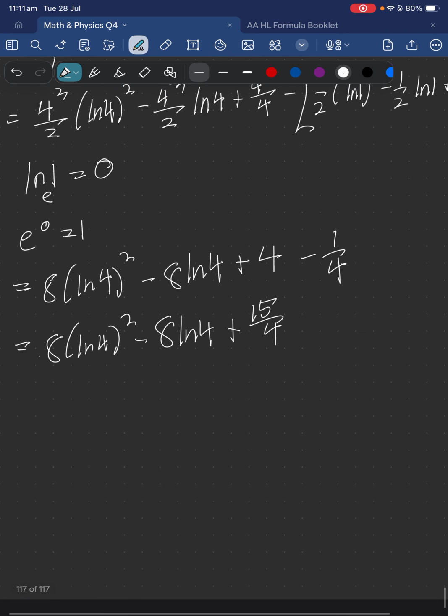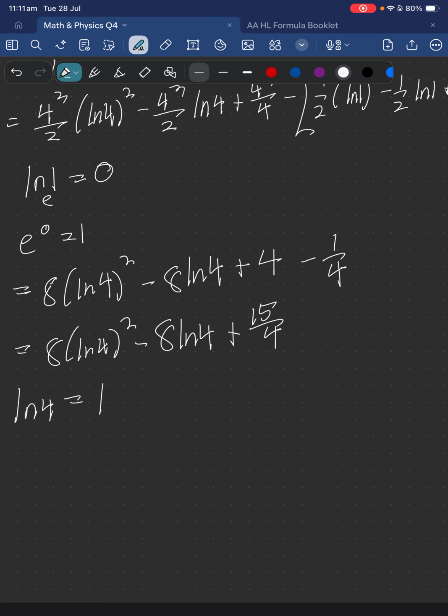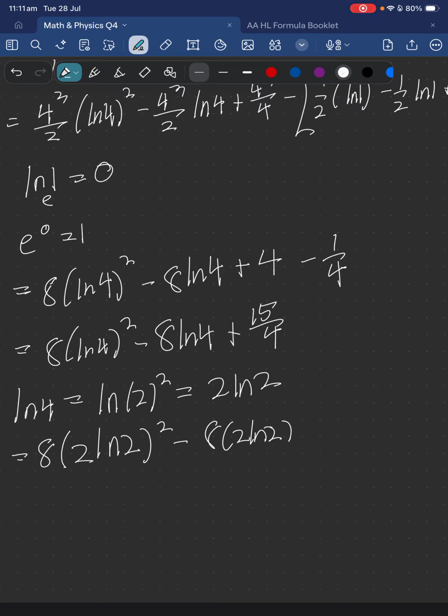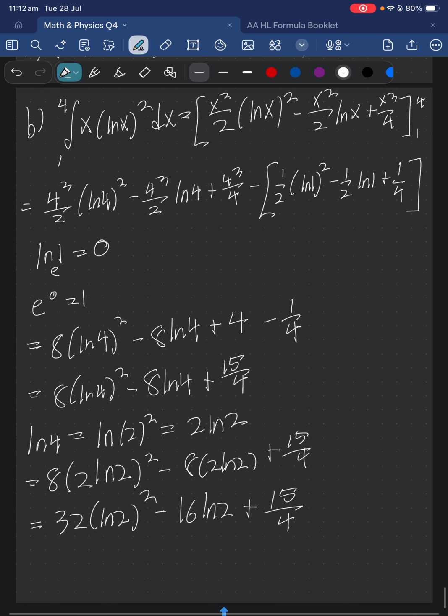And we can simplify this further because natural log of 4 is equal to natural log of 2 squared, which is 2 natural log of 2. So substituting this, we get 8 times 2 ln 2 squared minus 8 times 2 ln 2 plus 15 over 4. And that would be 8 times 2 squared, which is 32. So I'll write that as 32 times natural log of 2 squared minus 8 times 2, 16 natural log of 2 plus 15 over 4. And this is our final answer.